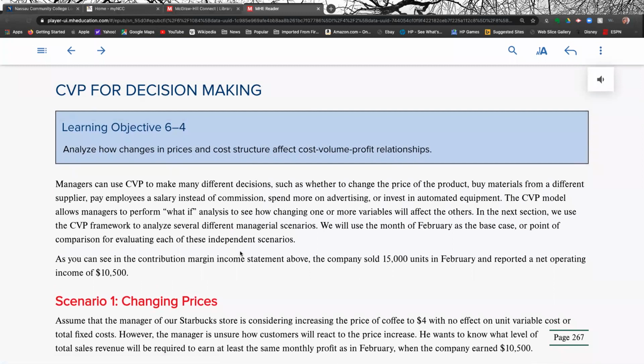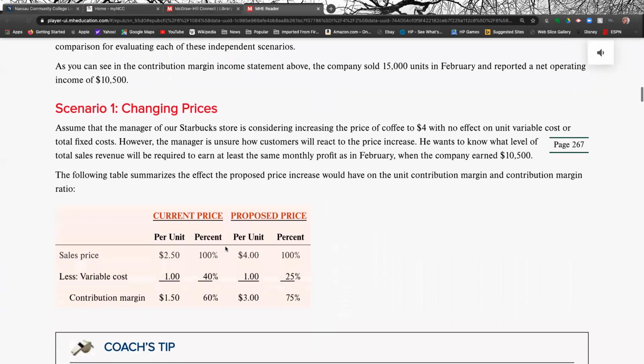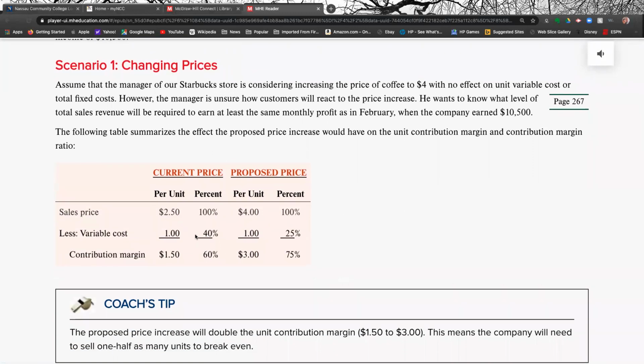Okay, now here what they do, and we'll have to see when we get to the homework how this really works, I believe one of the homework problems is going to ask us to do this. What if we change things? For example, this is what we have right now. We're selling the coffee for $2.50 a cup, and the variable costs are $1. The contribution margin is $1.50. But what if we were to raise the selling price to $4 a cup? And if the variable cost stayed the same, now the contribution margin is $3.